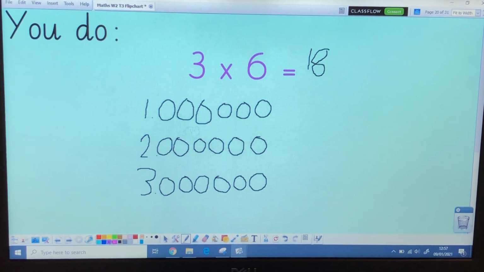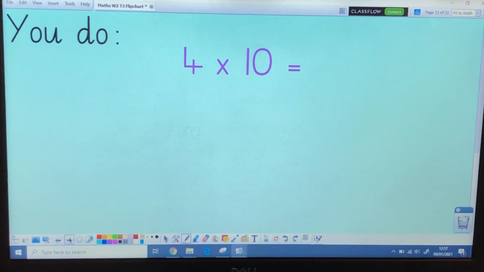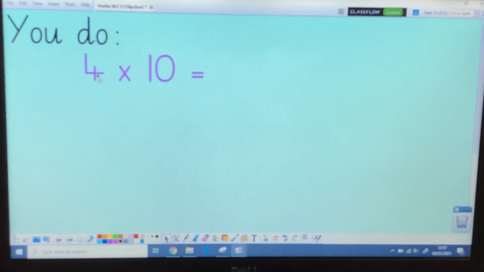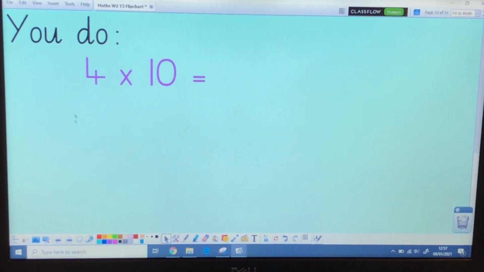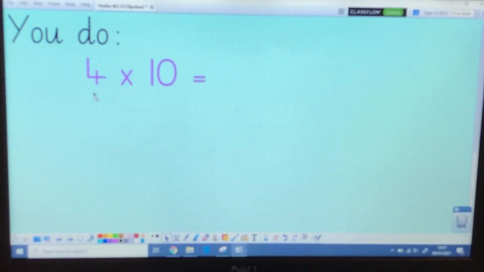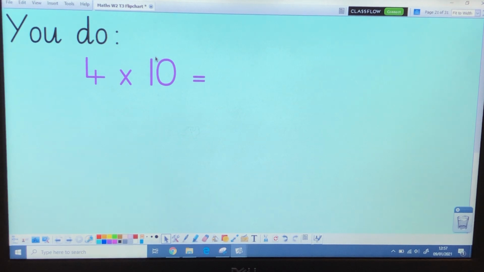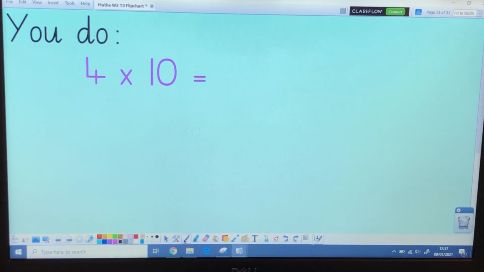Okay. Now you're going to have another go now. Here's another you do. 4 times 10 this time. So how many groups do you need? That's the first number. And how many do you need in each group? Pause the video now. Have a little go on your paper. Okay, and now I'm going to go through this last question before you have a go. You go back to the slide and have a go at the questions on there. You're going to have lots of practice today.